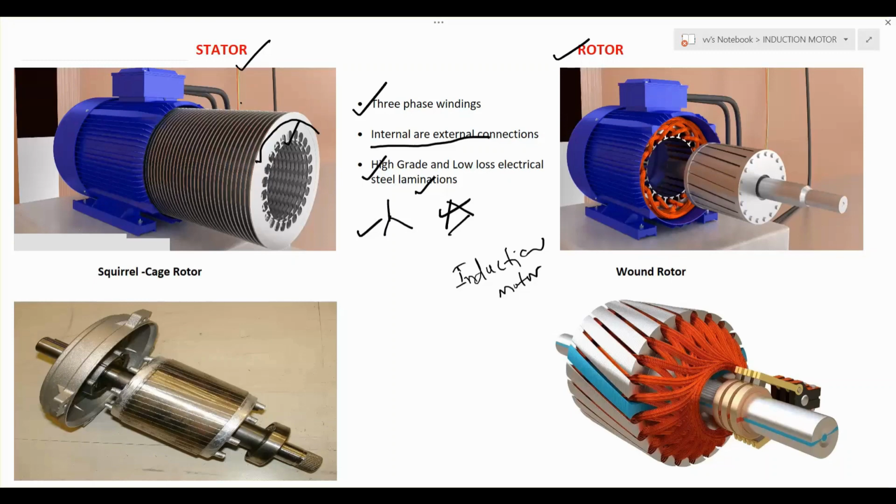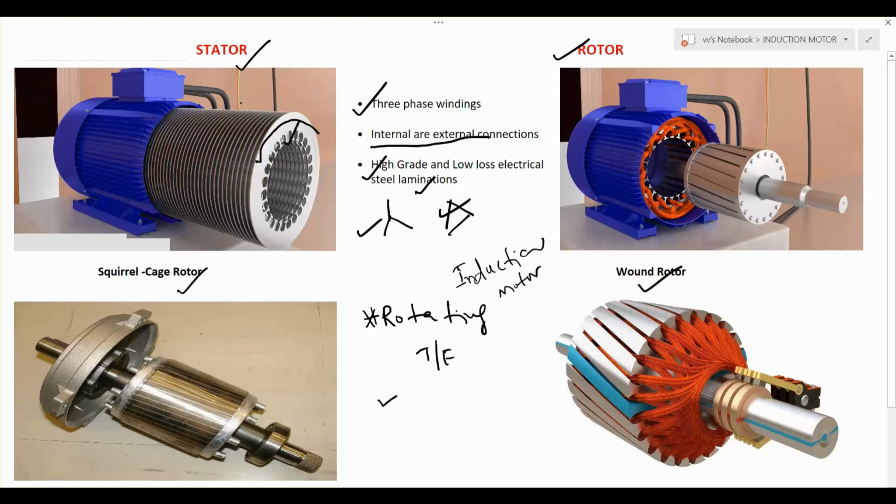The principle and operation, equivalent circuit diagram are more or less the same. That's why this induction motor is also known as a rotating transformer. The transformer is a stationary device, but the induction motor is a rotating device. Here the stator acts as the primary winding and the rotor acts as the secondary winding. Depending on the rotor, we classify induction motors into two types: one is the squirrel cage type rotor, another one is the wound rotor.